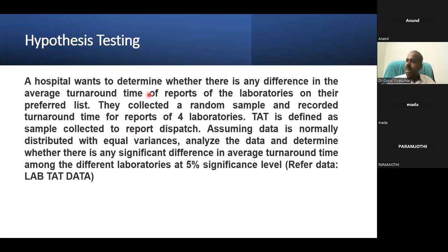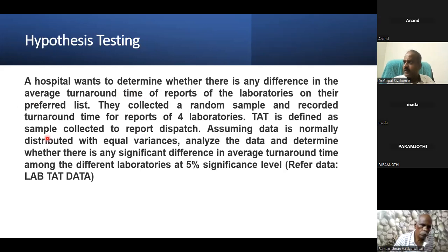A hospital wants to determine whether there is a significant difference in the turnaround time. Please tell me, turnaround time, is it continuous data or discrete data? Continuous data. And there are 4 laboratories, and you are asked to check whether any of the laboratories' turnaround time is significantly different. Now, what hypothesis testing should you do?